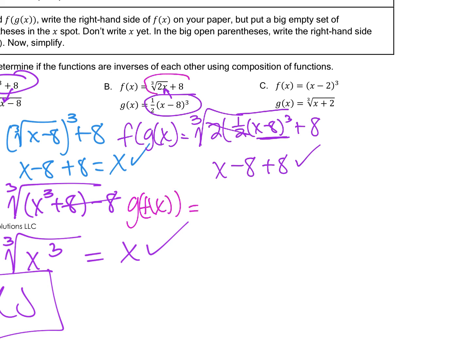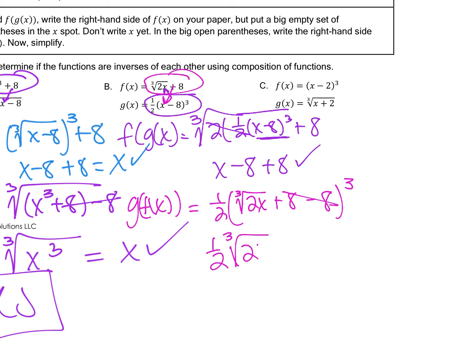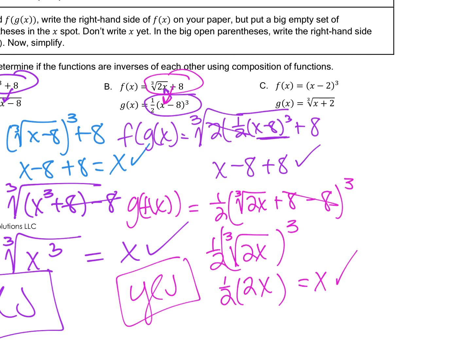Do the opposite. Take this, plug it in for this x. Those cancel. That gives me a 2x times 1/2, which just equals x. So yes, these are also inverses of each other.